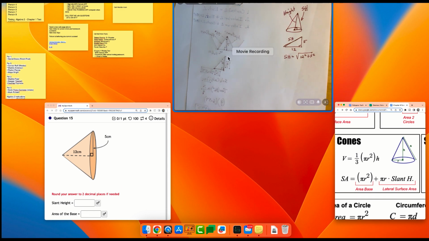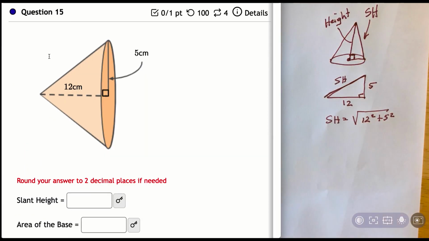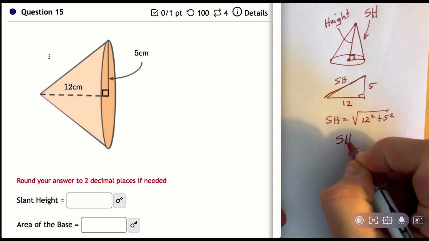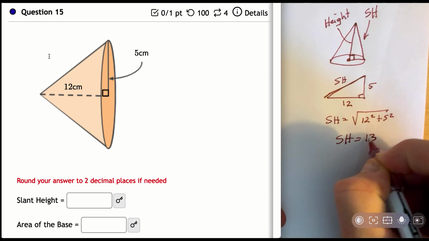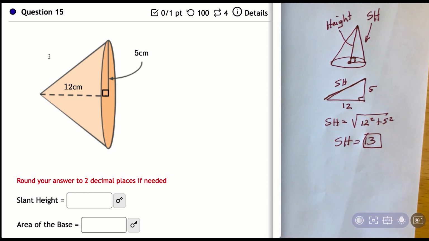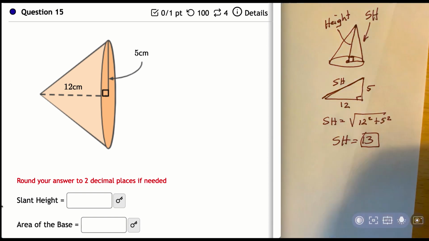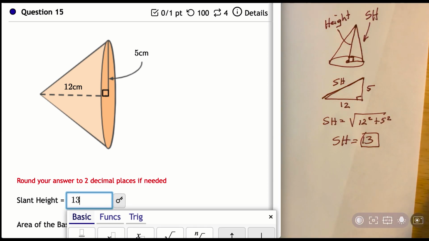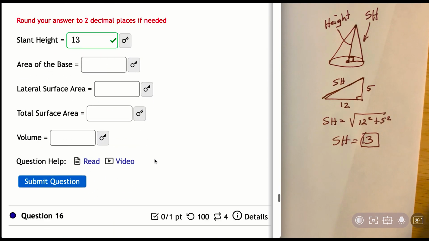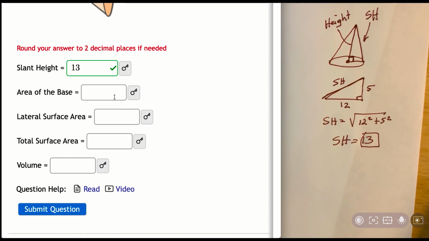So now let me go back to my note sheet that I'm showing you here. Now I've got a slant height that equals 13. Using the formula sheet, knowing that slant height is 13, we'll put it in the blank here too. And on the test, like I said, submit it one part at a time. You'll know how to get through those kinds of questions.